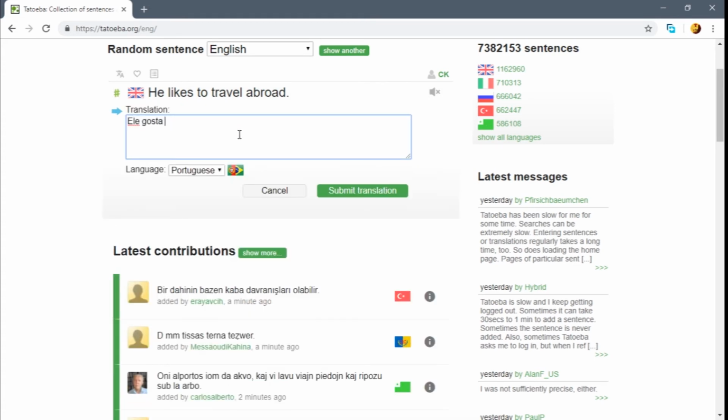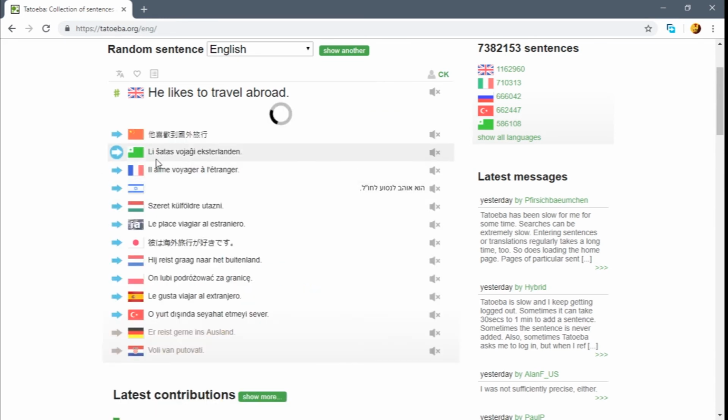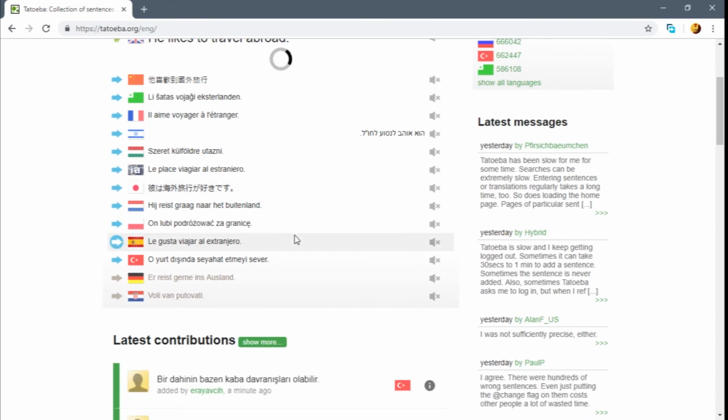Ele gosta de viajar para o exterior. So that would be the Portuguese version. Ele gosta de viajar para o exterior, which means he likes to travel abroad. Okay, so let's contribute with another sentence.